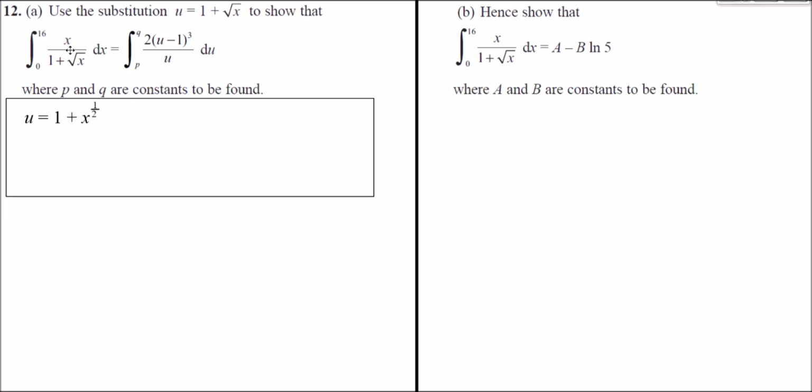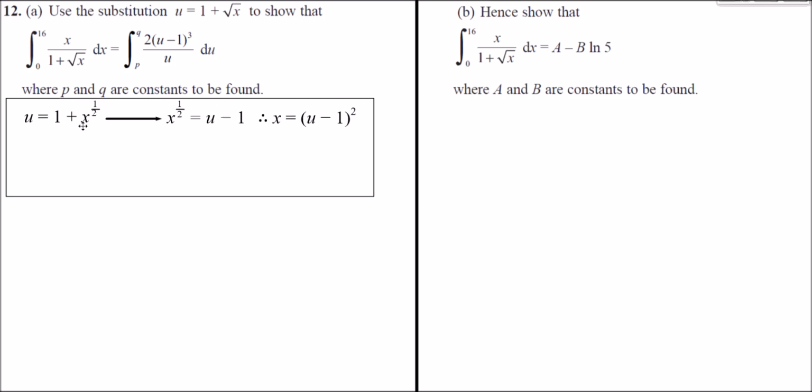One thing I can see here looking at this integral is I'll need to replace this x in terms of u. So what I'll need to do is to get what, first of all, x to the half is in terms of u. So if I take away 1 from both sides, x to the half, or root x, must be u minus 1. But if I square both sides, therefore x must be u minus 1 all squared.